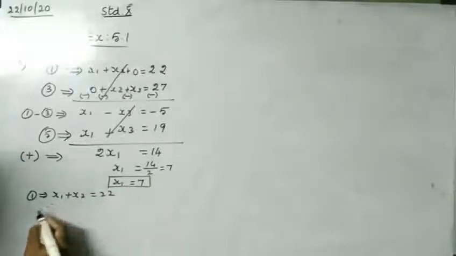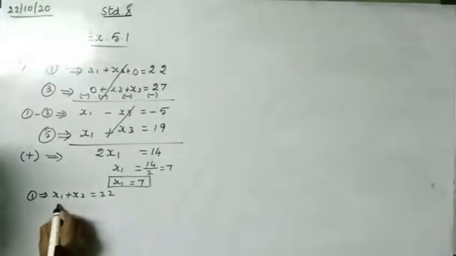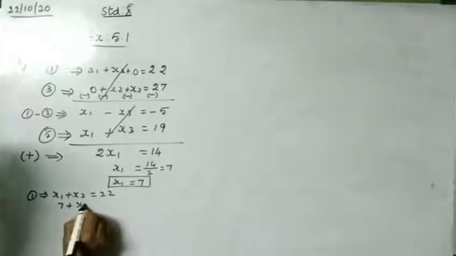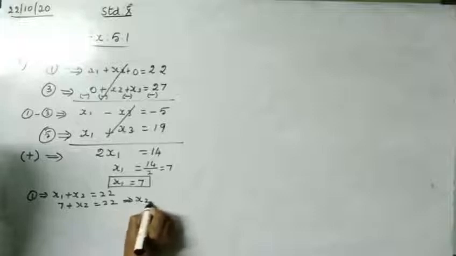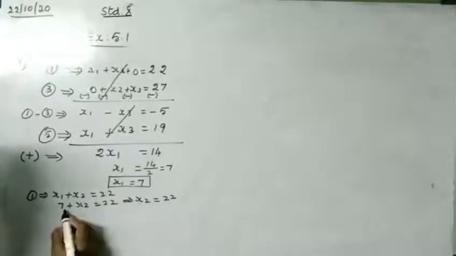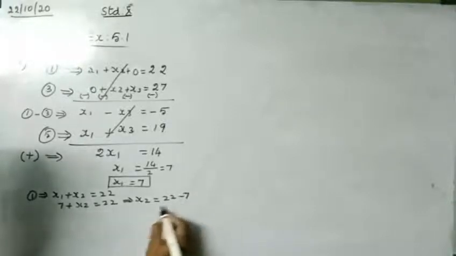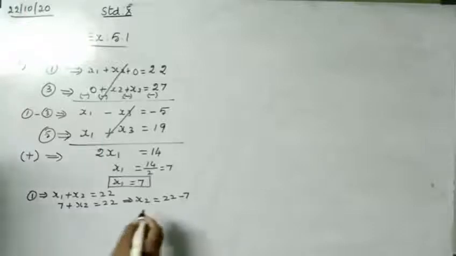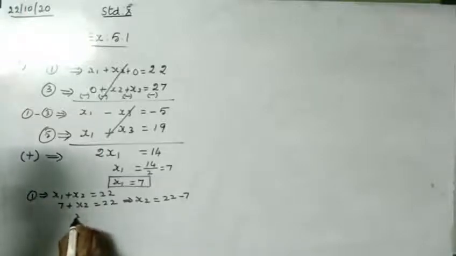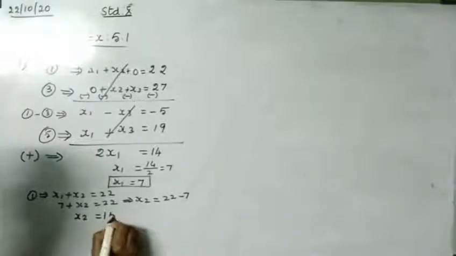Now substitute this value of x1. What is x1? 7. 7 plus x2 equal to 22. So which implies x2 is equal to 22. Bring this 7 this side, minus 7. So 22 minus 7 is 15. So x2 is equal to 15.